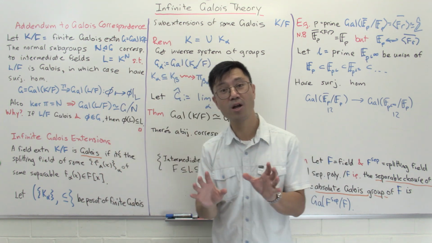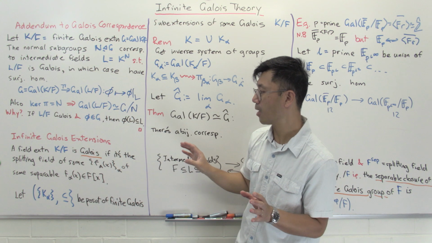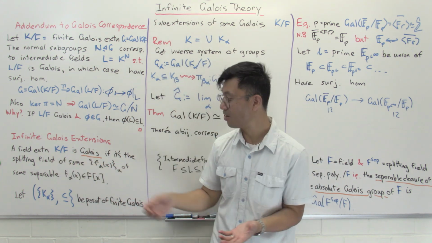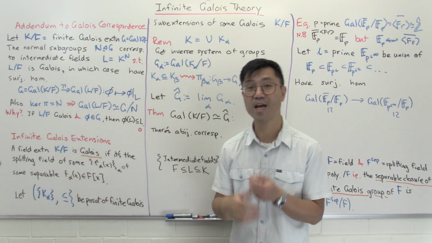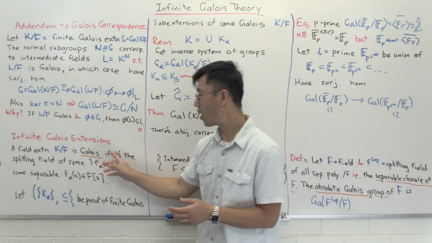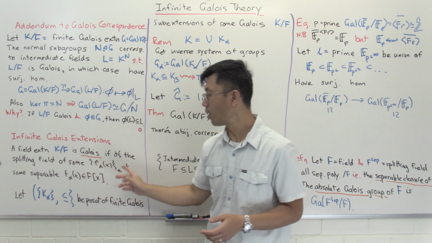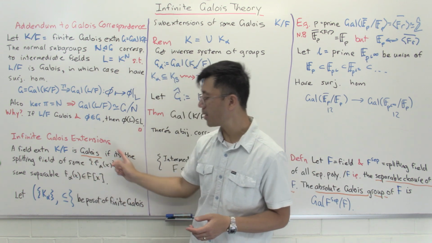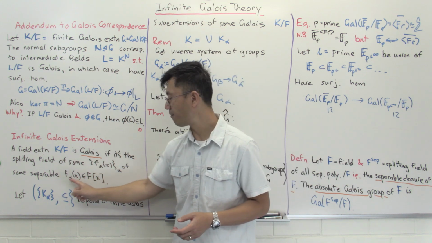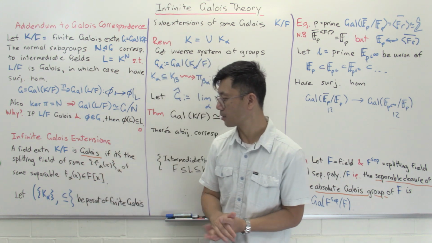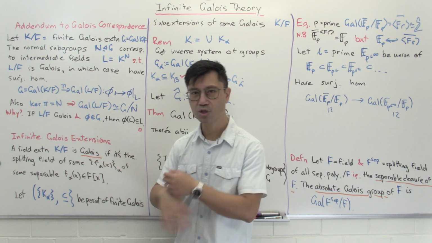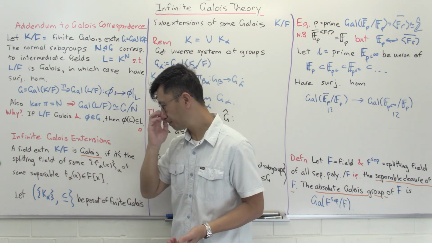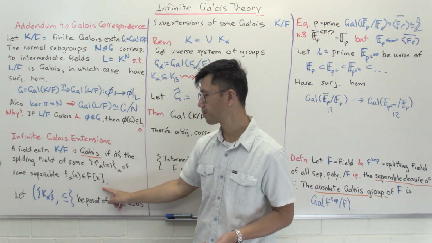Let's now turn our attention to infinite extensions. Suppose we have a field extension K over F, which is possibly infinite. When do we say that's Galois? We say it's Galois if it's a splitting field of now not just one separable polynomial, but a whole family of separable polynomials f_alpha inside F[x]. That means this is just some collection, possibly infinite, of polynomials in F[x].